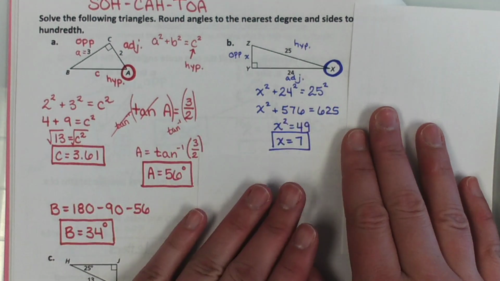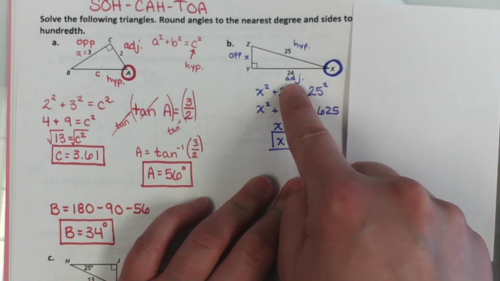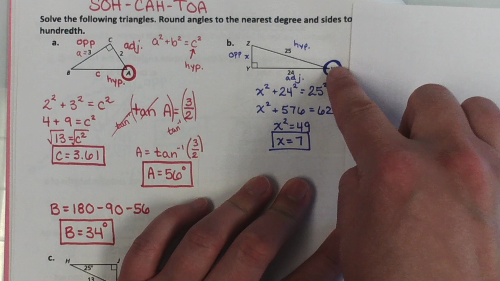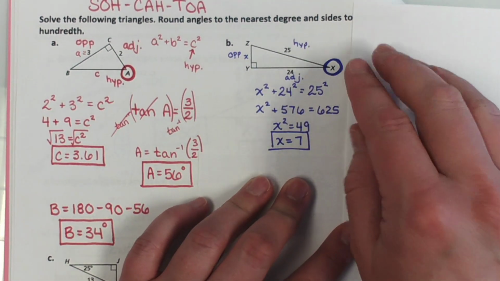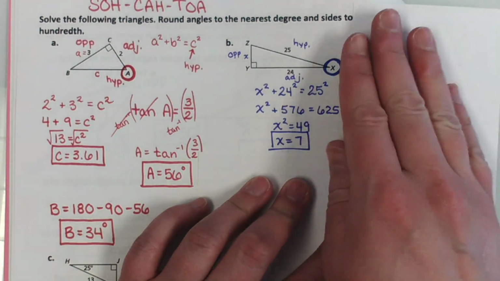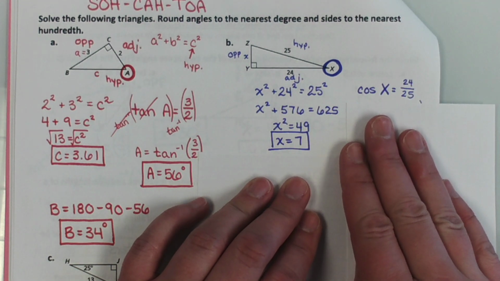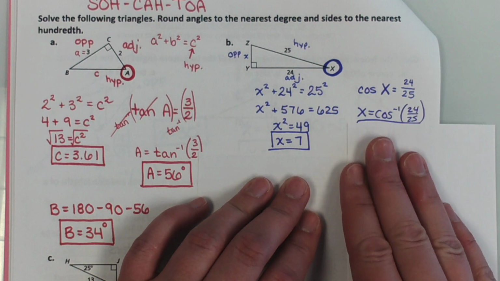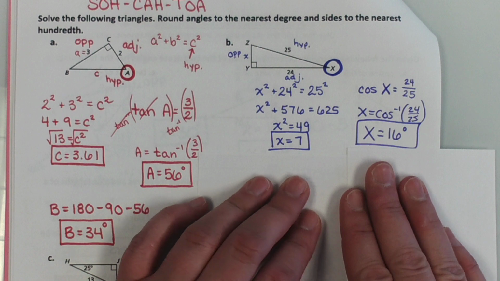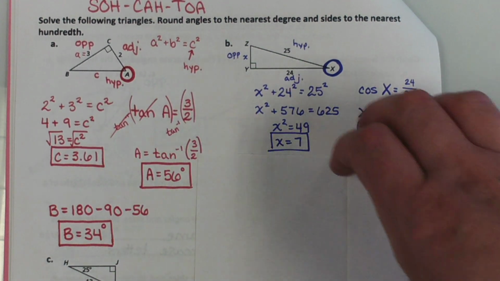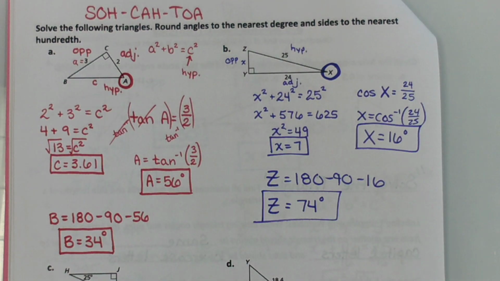I chose to solve for x. If that is x, that makes this the adjacent and the hypotenuse. If you focused on solving for z first, your adjacent and your opposite are backwards. If I'm choosing to solve for x first, adjacent and hypotenuse goes into cosine. Inverse cosine both sides, and I get 16 degrees. To find the final angle, angles of a triangle add up to 180, so I do 180 minus this.